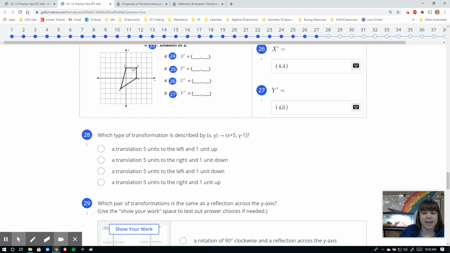So for x, you're traveling left and right. So if you add 5, it means that whatever your point is, you're going to be moving to the right. So we need to pick one that says 5 units to the right. So that gets rid of this option and it gets rid of this option. So now we only have B and D. Now we need to figure out, is -1 going to move us up or down? So y is up and down. If you're going to subtract 1, it means you're going to go down 1. So we need 1 unit down. So our answer should be this one because it says 5 units to the right and then 1 unit down.